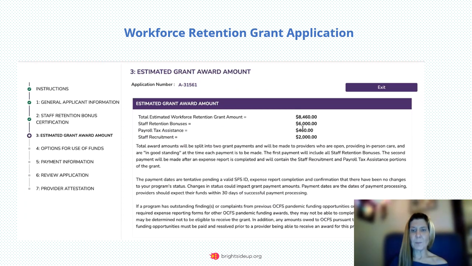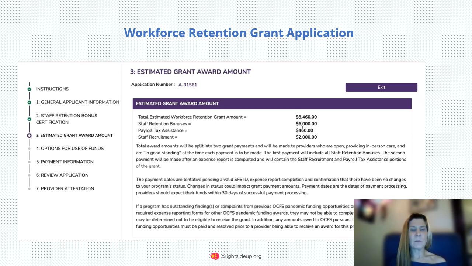So to continue on the example that I had just given you on the previous slide, let's just say that I had gone back into my application and I changed one of the answers from no to yes. Now I'm seeing that both of my employees are receiving $3,000 each because the total retention bonus is $6,000. I will now receive $460 for my payroll tax assistance, and I will have the same staff recruitment, which would be the $2,000. Staff recruitment was based on the modality of your program, so that's not going to change. But you do see the change here when I had gone back into the application and recertified that employee from not being eligible to eligible.